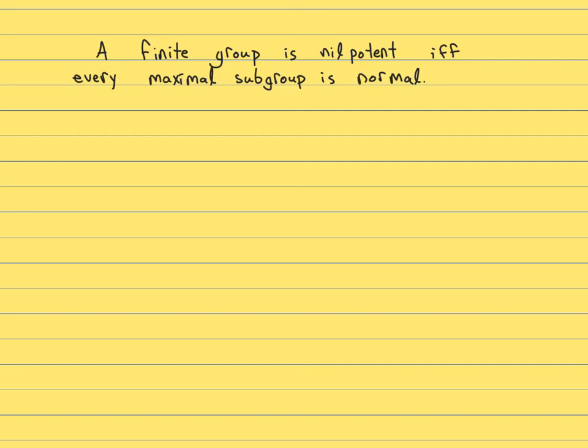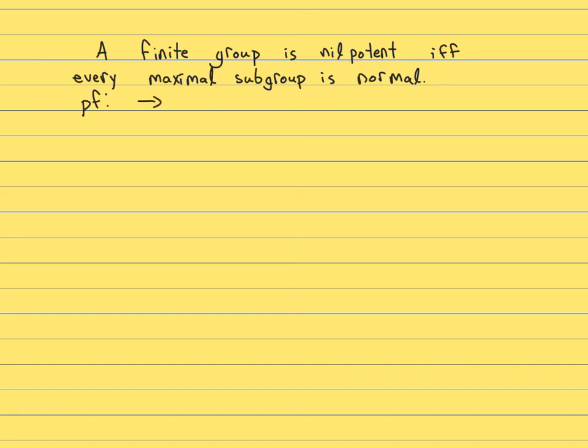We actually noticed that we already proved this result in the case of p groups. In a p group, every maximal subgroup is normal, but we actually stated more information there. It's also of index p. In general, we can only just say they're normal. So let's do the proof.